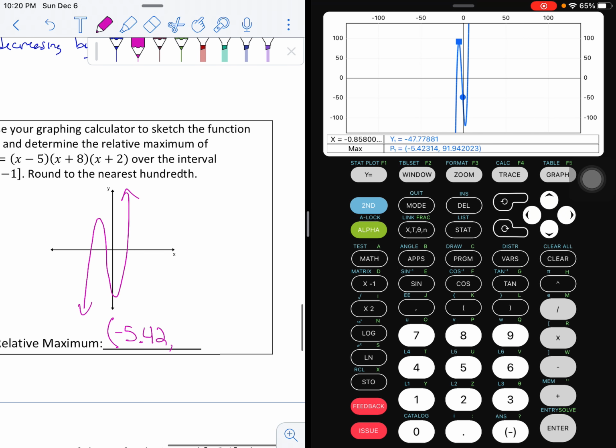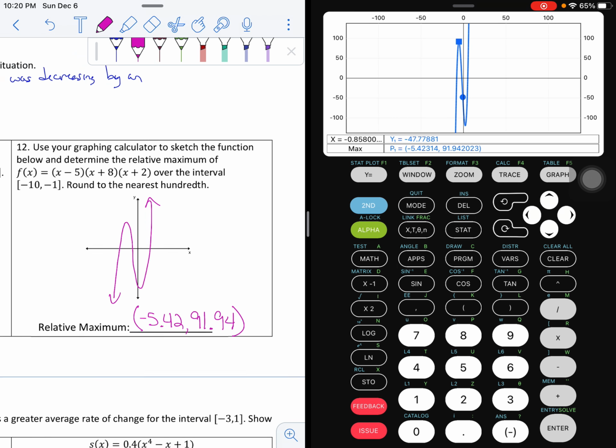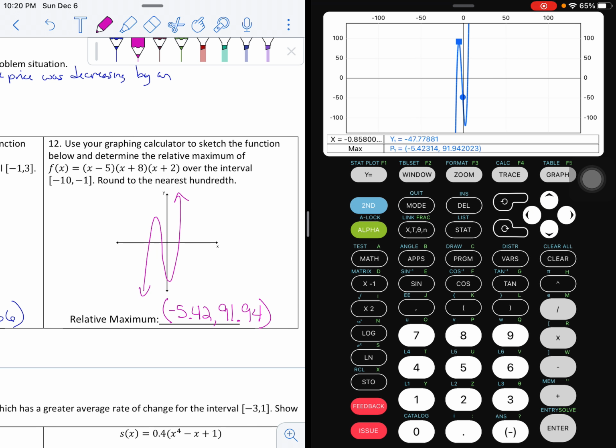So the relative maximum here is going to be -5.42. Remember, you're rounding to the hundredths place, so 2 decimals. And 91.94. Now, for these problems, whether you use Calculate 84 or Desmos or other technology, it won't matter. We want you to actually play with the technology and get used to working with it.